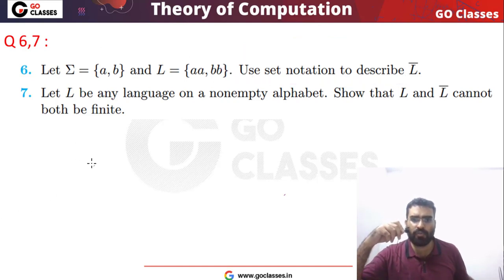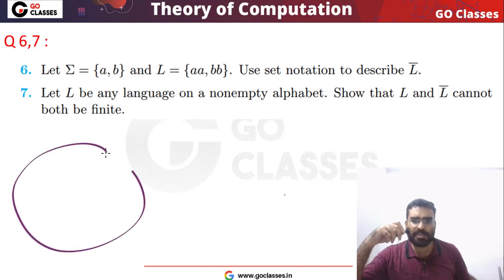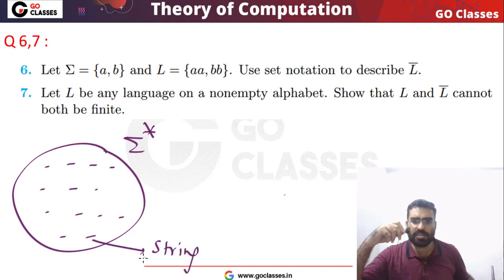So what is the complement of L? We know that every language is a subset of sigma star. Sigma star has all the strings, so everything is a string. Sigma star is the set of all strings. Now what is a language? A language is a set of strings, a set of some strings, so this is a language.